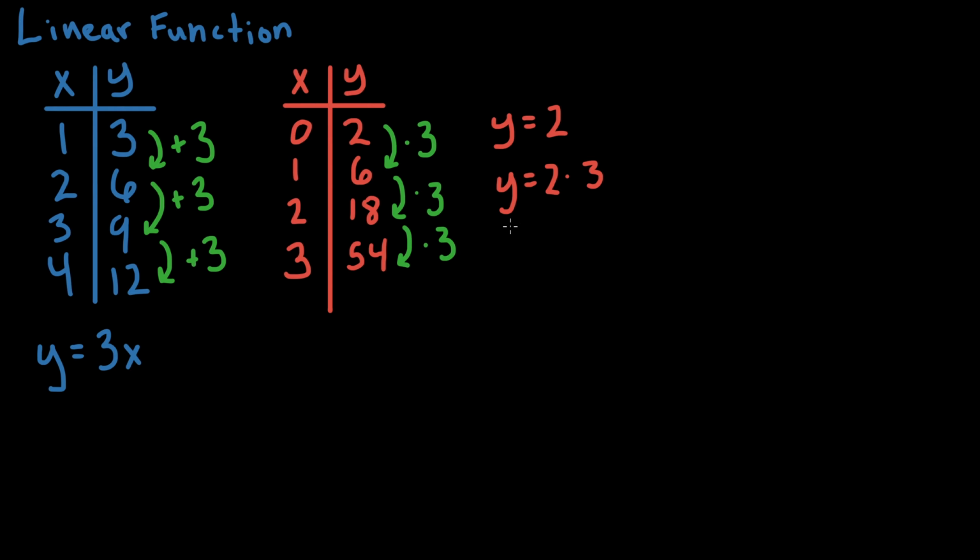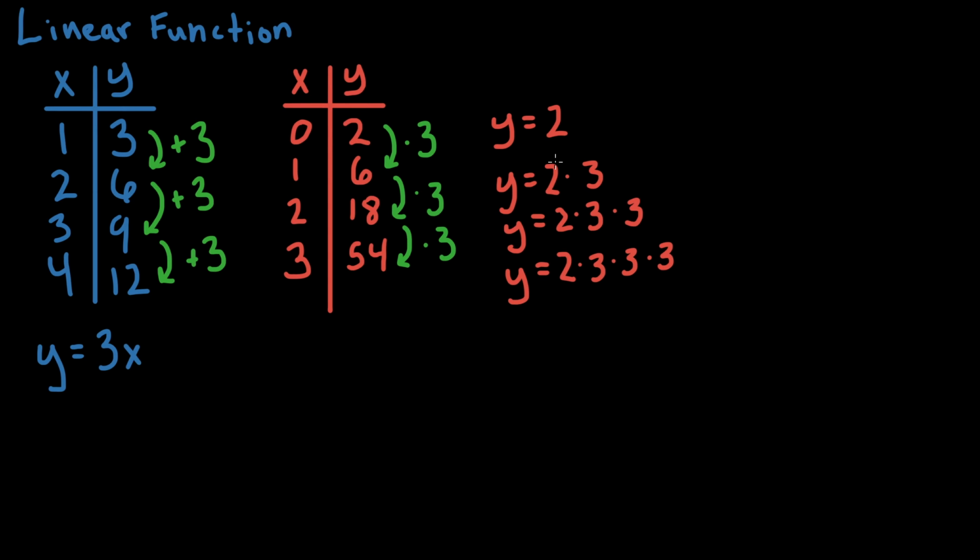And then for our third row, we have y is equal to 2 times 3 times 3 to get us to 18. 2 times 3 times 3. And then finally for our fourth row, we have y is equal to 2 times 3 times 3 times 3. 2 times 3 times 3 times 3. Okay.